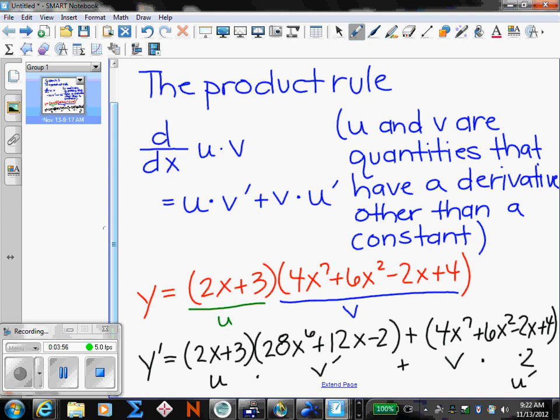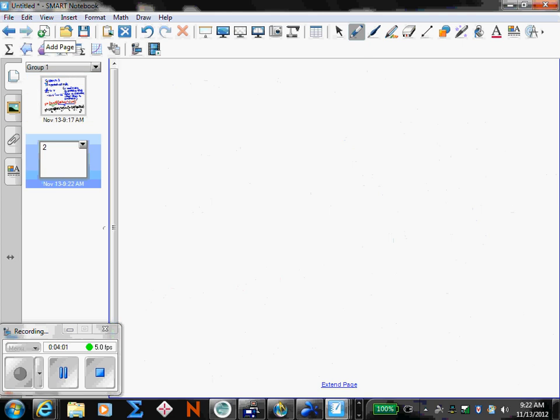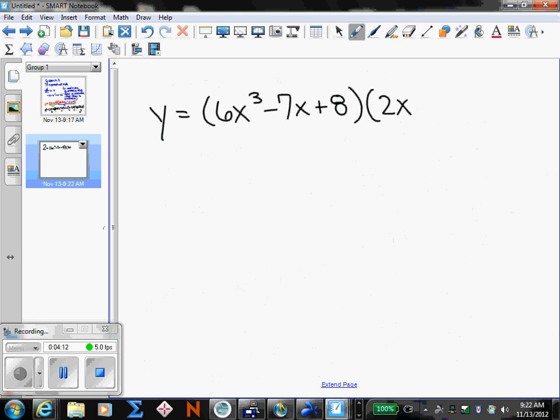Okay, let's do one more. Okay, so I have two products. Identify your u and identify your v. You can even write u prime and v prime out to the side if it makes it easier for you.